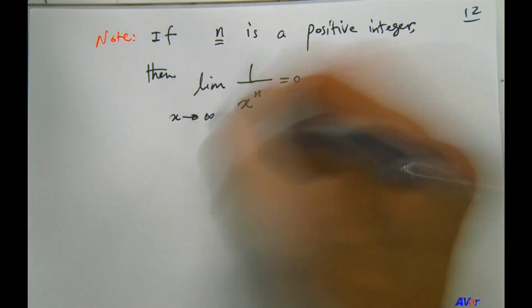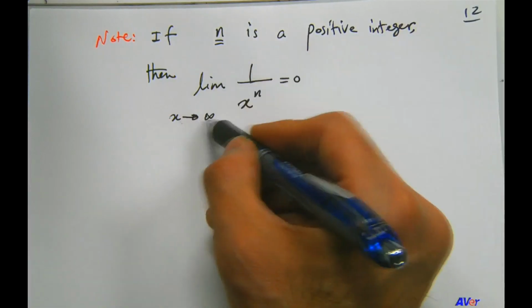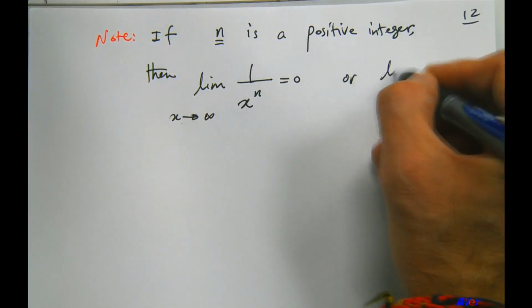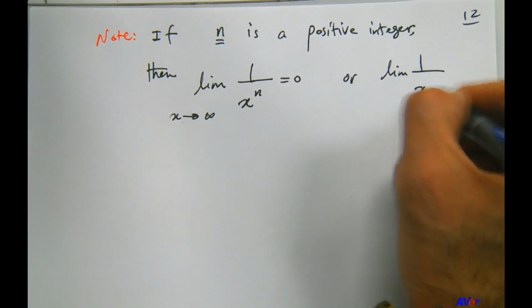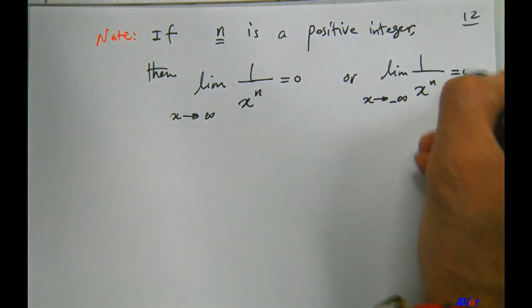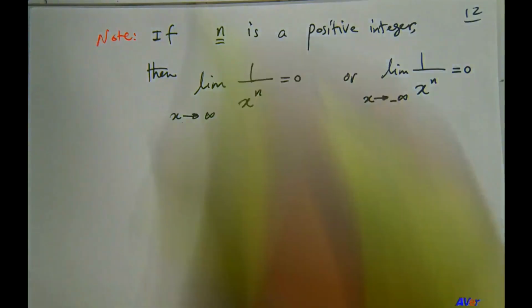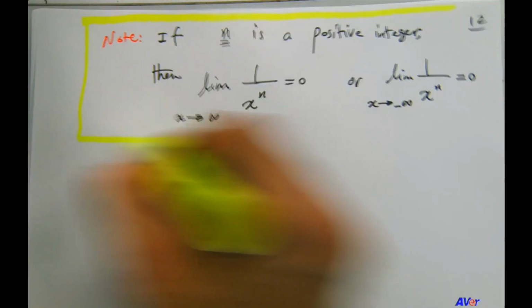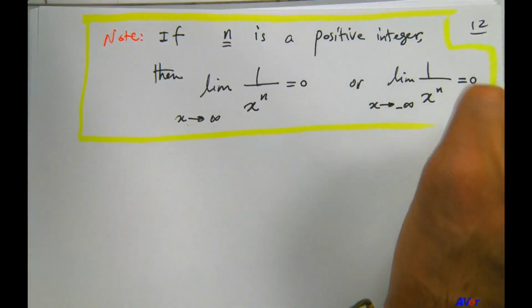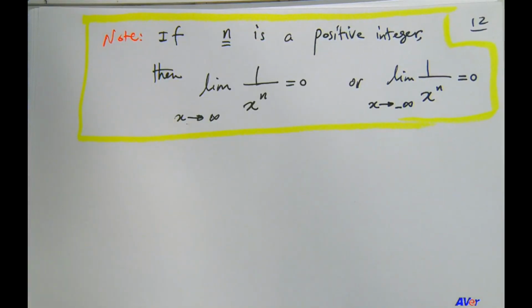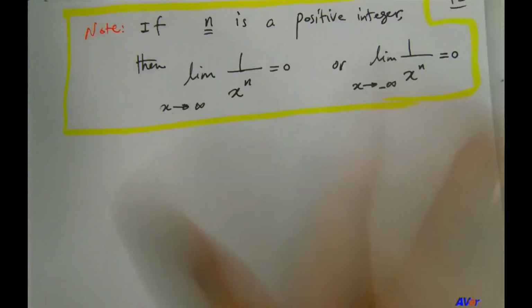And this is true even if x approaches negative infinity. The limit of 1 over x to the n power as x approaches negative infinity is also equal to 0. So let me highlight this. As you can see, it's a very easy theorem to remember, but it's very useful, as it was in this case when we applied the squeeze theorem. So, an easy but useful theorem.